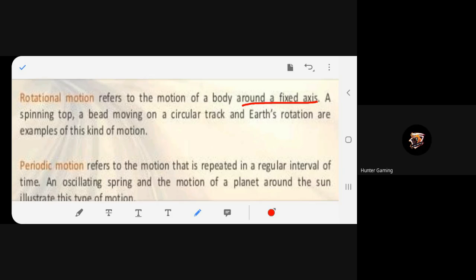I think you know that Earth revolves around the sun and Earth rotates on its axis. Earth rotates on its axis. It is a bit tilted. Remember that, right? It is revolving around the sun as well as rotating on its axis. Got my point? So that is also a rotational motion.